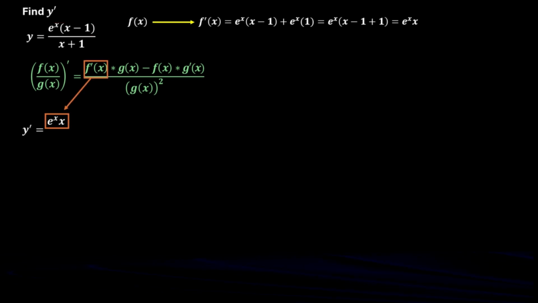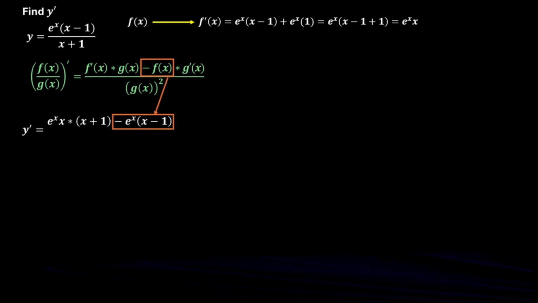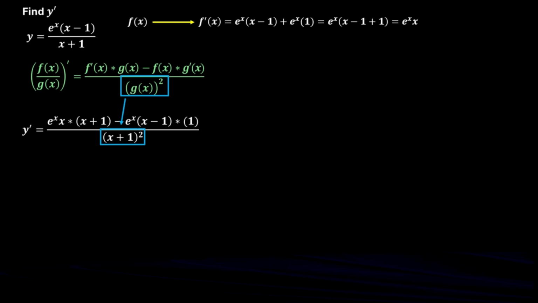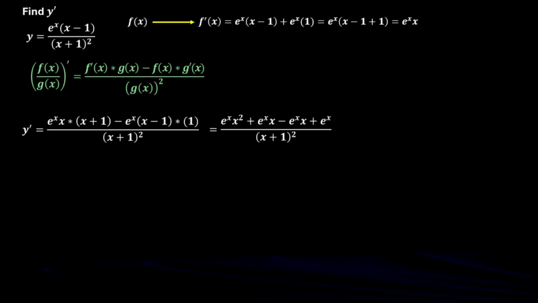Now, let's find the derivative of y. Using the quotient rule, we start by taking the derivative of f of x multiplied by g of x, minus f of x multiplied by the derivative of g of x, all divided by g of x squared. Simplifying, we have e to the power of x multiplied by x squared plus e to the power of x multiplied by x, minus e to the power of x multiplied by x plus e to the x, all divided by x plus 1 squared, which further simplifies into our final answer, which is just e to the power of x multiplied by x squared plus 1, all divided by x plus 1 squared.